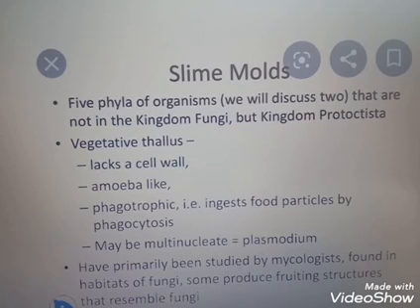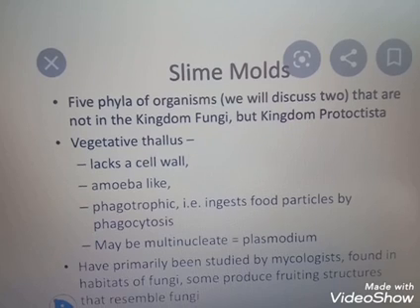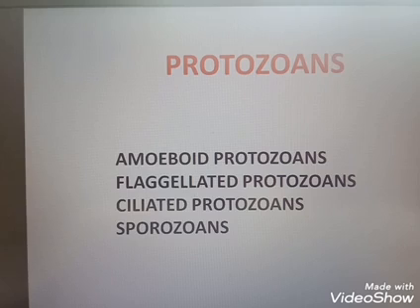In slime molds, both asexual reproduction and sexual reproduction take place. The cell wall is present only in the spore, and chlorophyll is absent in these organisms. The example for slime molds is Dictyostelium. Dictyostelium is an example for the slime molds. Got it?